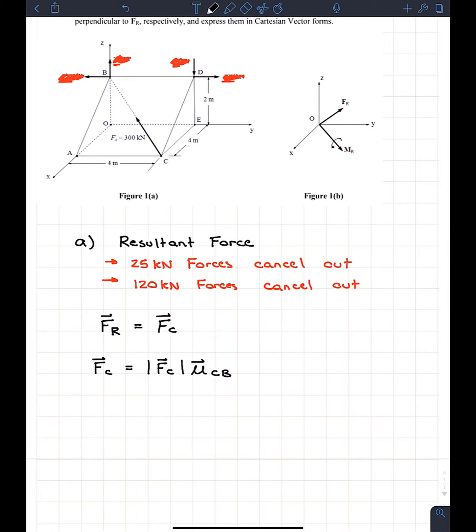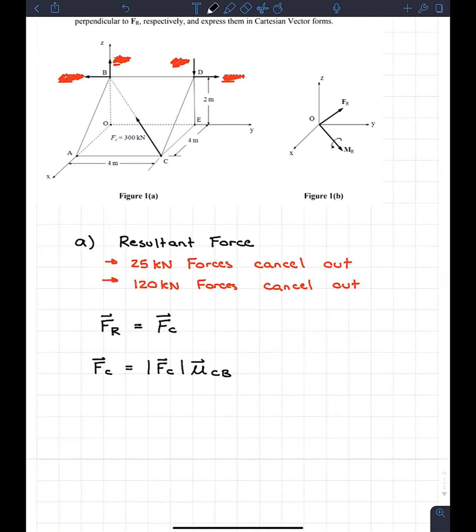Well, now we have the magnitude of Fc. We know it's 300 kilonewtons. That's pretty easy. But how exactly do we find the unit vector CB? There's usually 3 different ways. The first way is trig, and it's very obvious when you get trig, they give you a bunch of angles. That's very rare. You guys know trig. We're not trying to test you on your trig skills. We're trying to test you on your vector skills, vector addition, stuff like that. So trig is very rare.